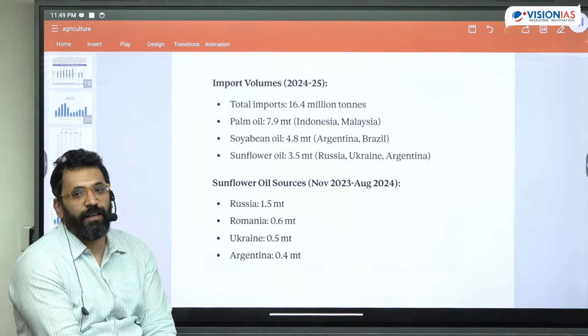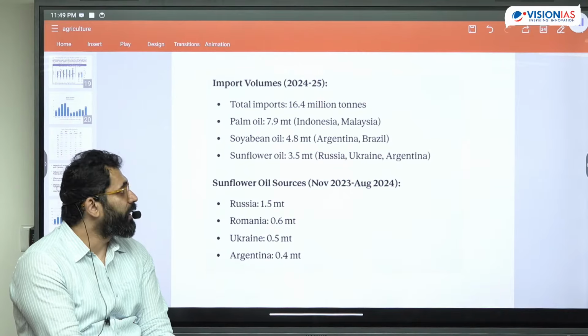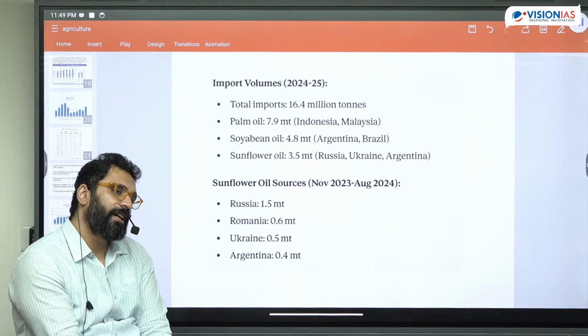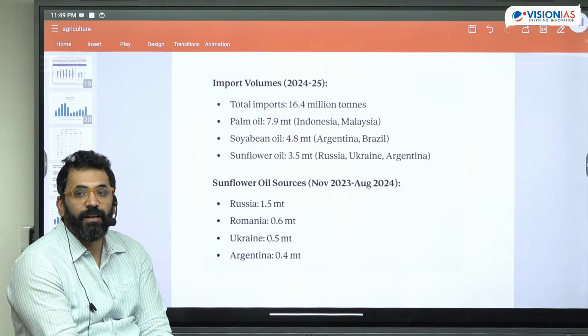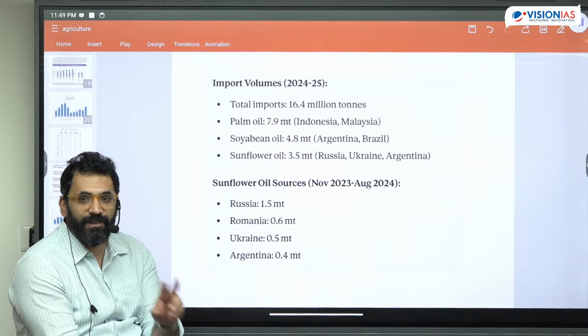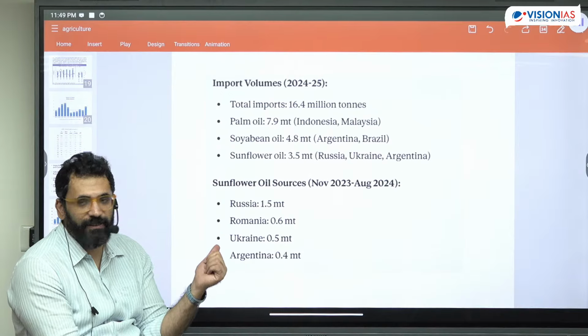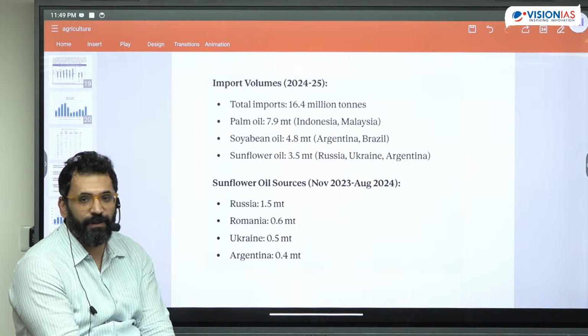ये 3 countries हैं. Palm oil के लिए we get most from the largest producers, Indonesia and Malaysia. Soybean we get from Argentina and Brazil. Argentina, Brazil से लेते हैं, US से सबसे कम है. US wants to push this. US is mostly GM crop.